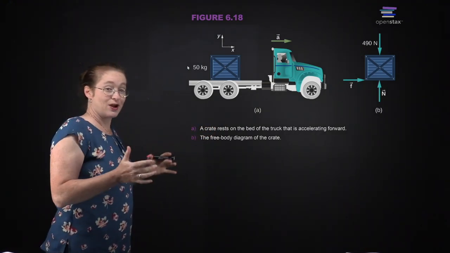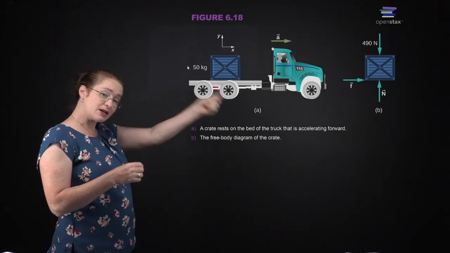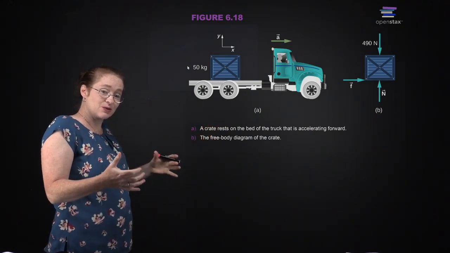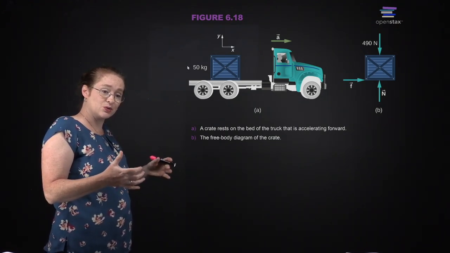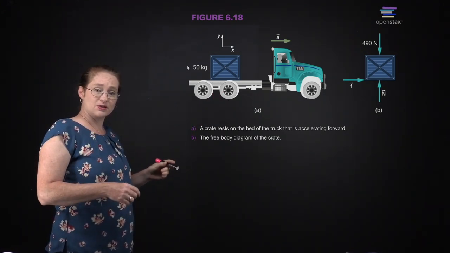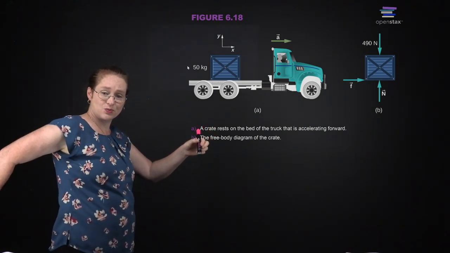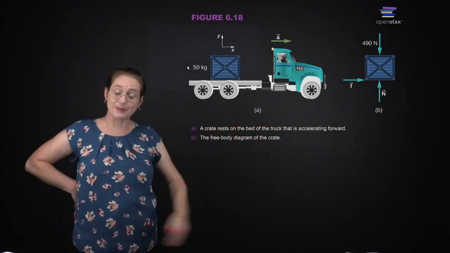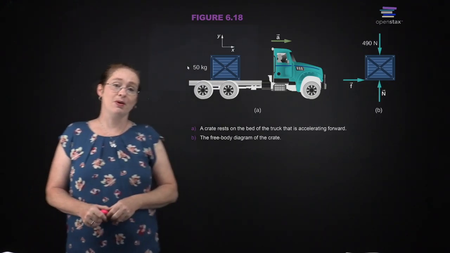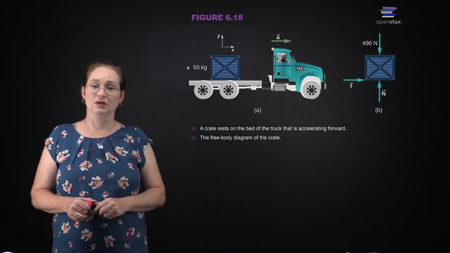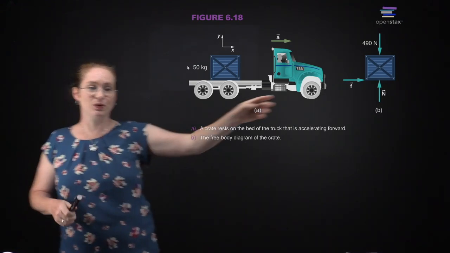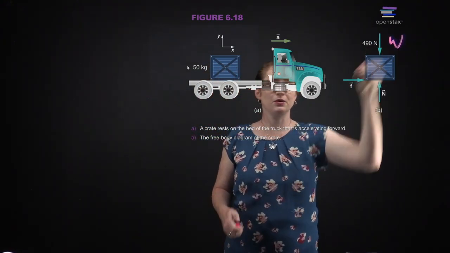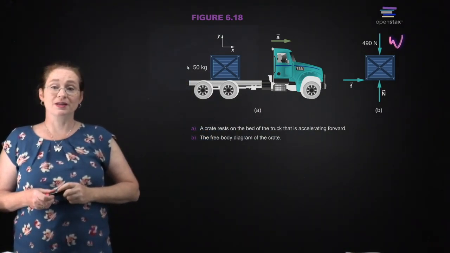Now, that crate is sitting on the truck. If the truck is accelerating forward, then if you were the box, it would feel like the truck is moving out from underneath you. It would feel like the truck is going this way from your perspective. So the acceleration is going to go forward, the friction is going to keep the box moving forward. So you have three forces. You have weight, which we can write as W, that's the weight. You have the normal force, and then you have friction.